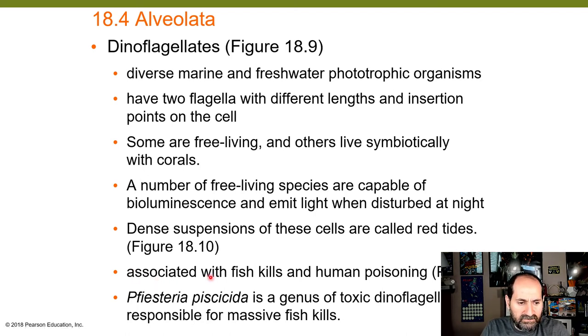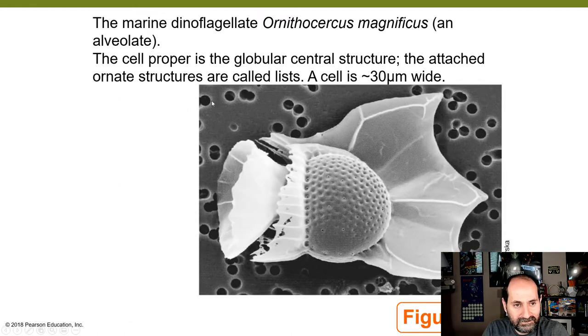Though they can produce toxins, and those toxins can kill fish and cause human food poisoning. And specifically, Pfiesteria piscicida is a genus of toxic dinoflagellate responsible for massive fish kills. I'm going to show you this microorganism in a minute.